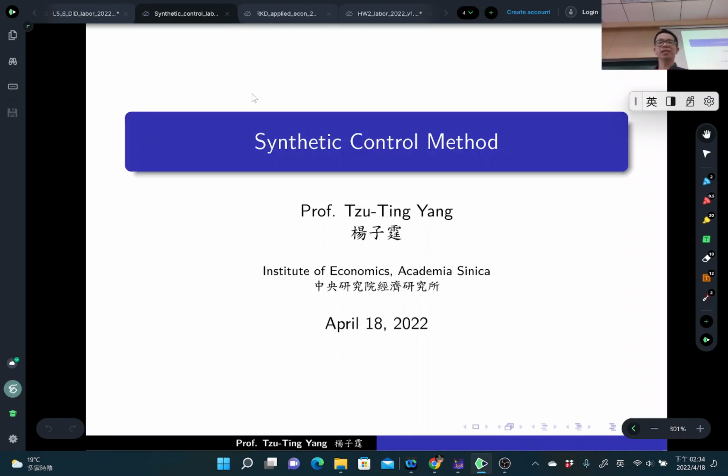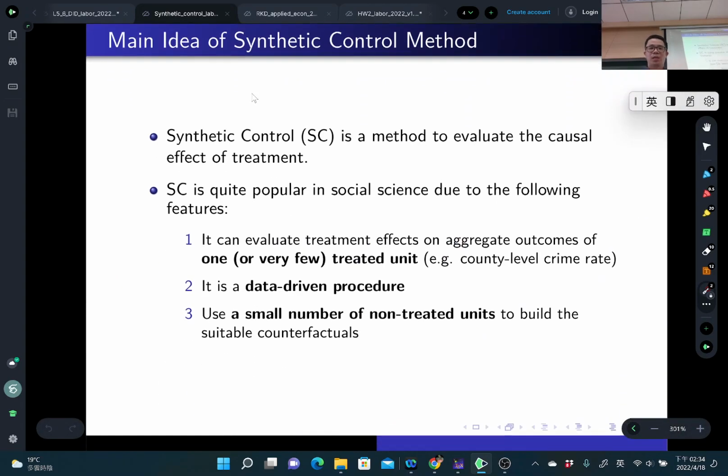Okay, so synthetic control method is also a new method that is quite popular recently. And you can apply this for many situations. It's similar to difference-in-differences, and it also helps you to evaluate the causal effect of the treatment.